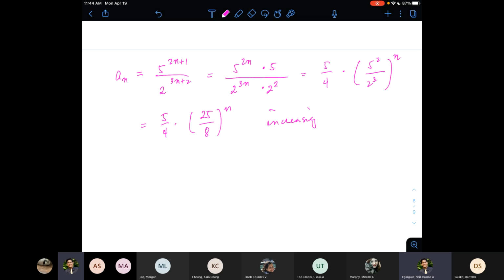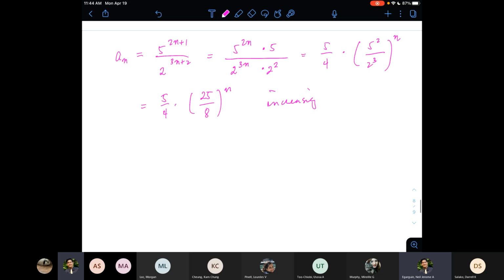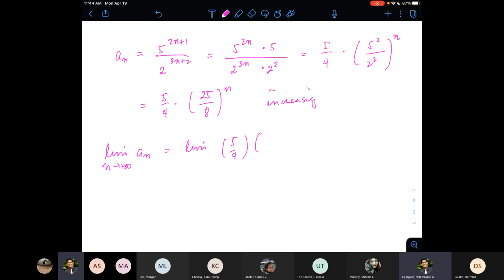Actually, in this problem, it would be divergent, because the limit of an as n approaches infinity, and I guess it's much better to see now, would be the limit of 5 over 4 times 25 over 8 to the power n as n approaches infinity. You have here a number greater than 1 raised to a very large number. It will go to positive infinity. So by the basic divergence test, this will diverge. Hopefully I did all the calculations right, but I hope you see the idea.